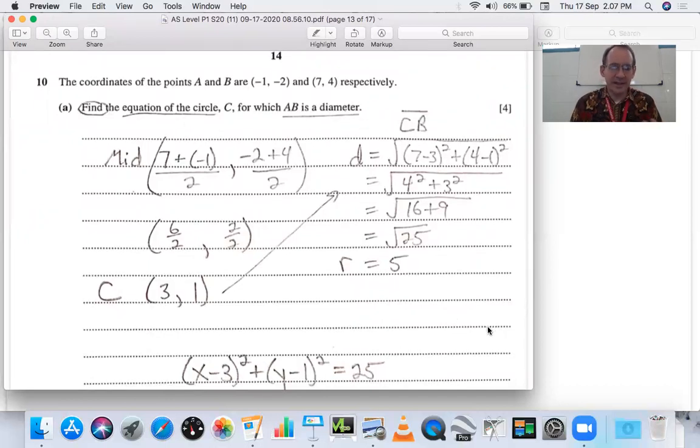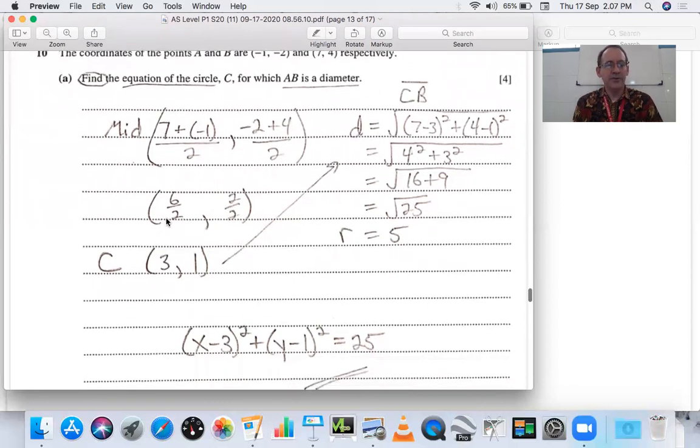So the two things that you need for the equation of a circle are the radius and the center. Well, the center is the midpoint of the diameter. So just find the midpoint of our diameter, the A and B being the ends of the diameter. So the midpoint would be adding your two x values together, divide by 2, add the two y values together, divide by 2. So we get a center of (3, 1).